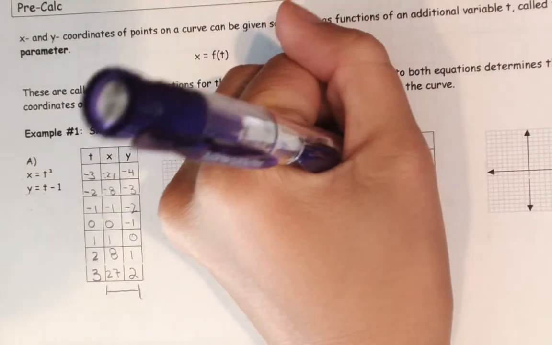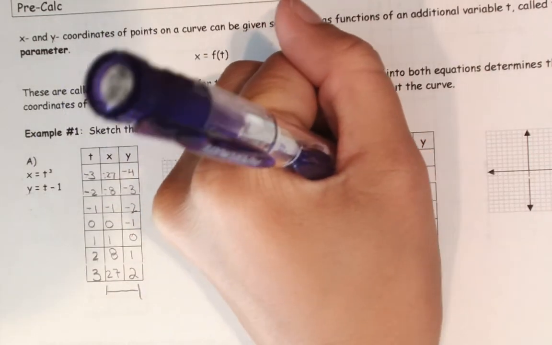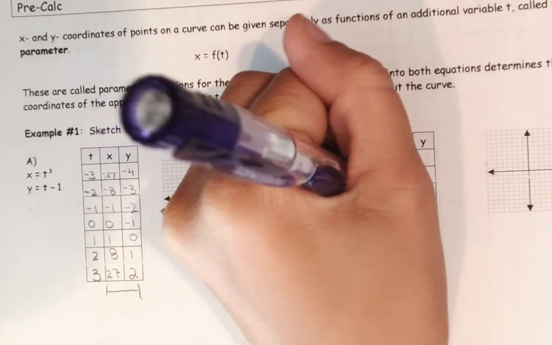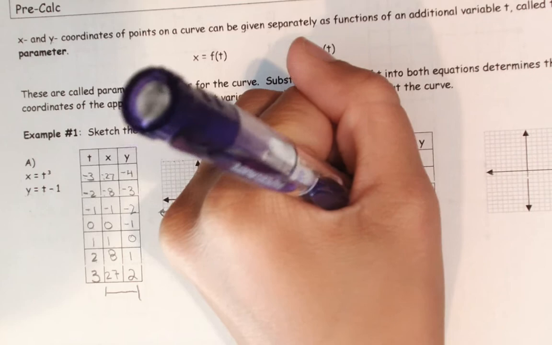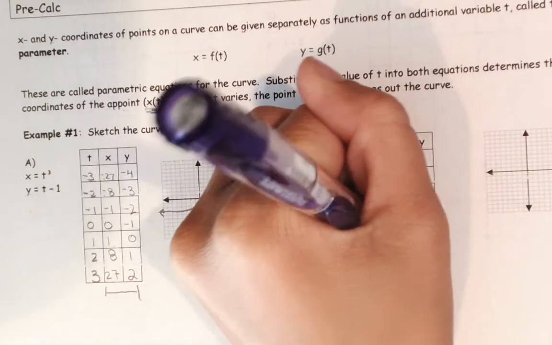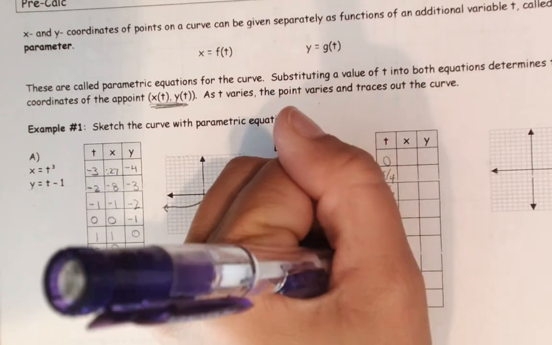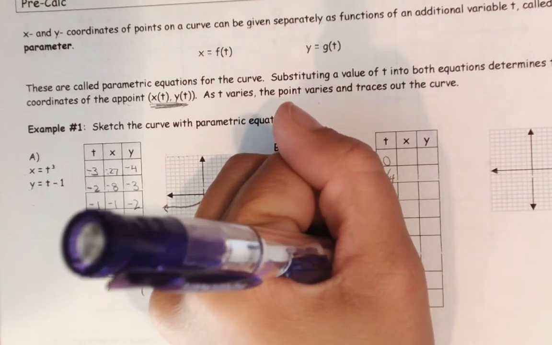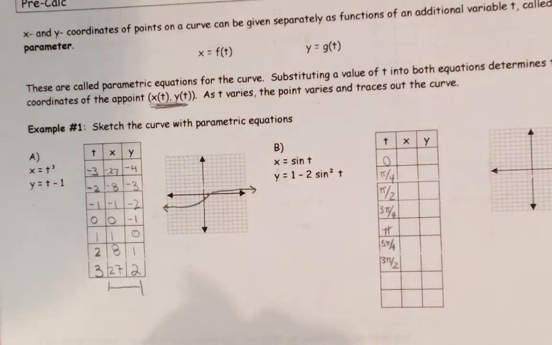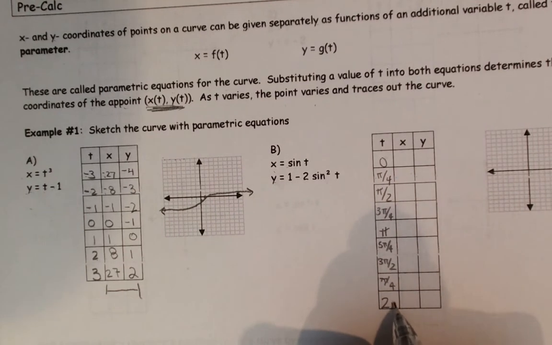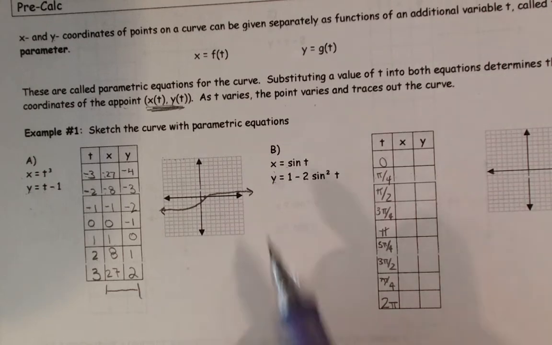So I'm going to do 0, pi over 4, pi over 2, 3 pi over 4, pi, 5 pi over 4, 3 pi over 2, 7 pi over 4, and 2 pi, just to make things easier for me when I plug them in. Okay, so I'm going to start with x.